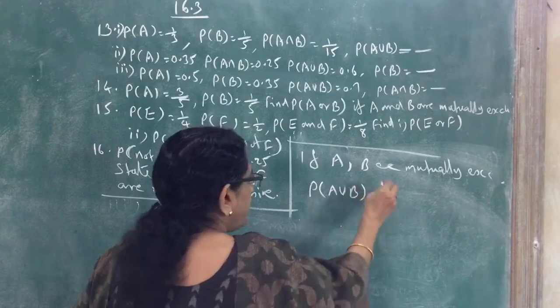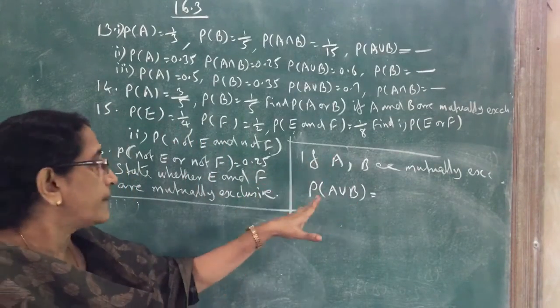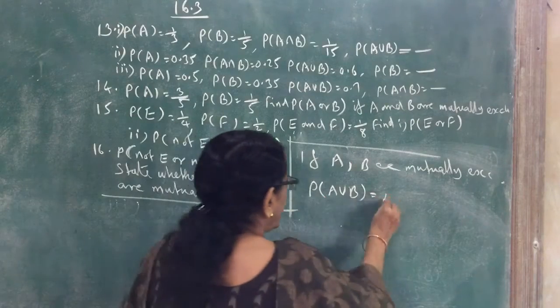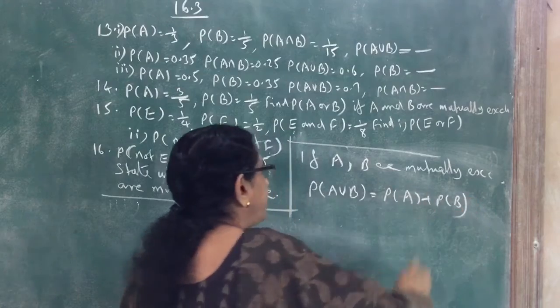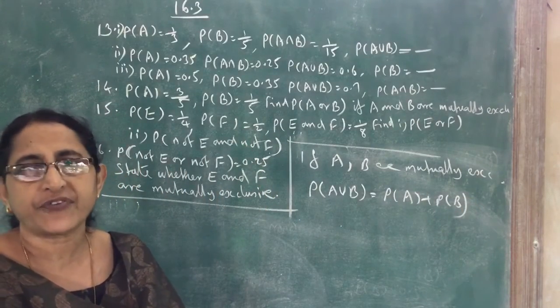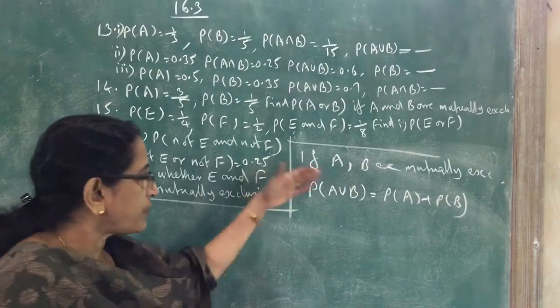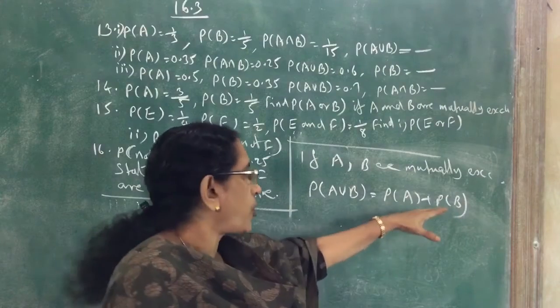If A and B are mutually exclusive events, probability of A union B equals probability of A plus probability of B. Because if A and B are mutually exclusive, A intersection B equals the null set. Therefore probability of A intersection B equals 0. So the formula becomes probability of A union B equals probability of A plus probability of B.